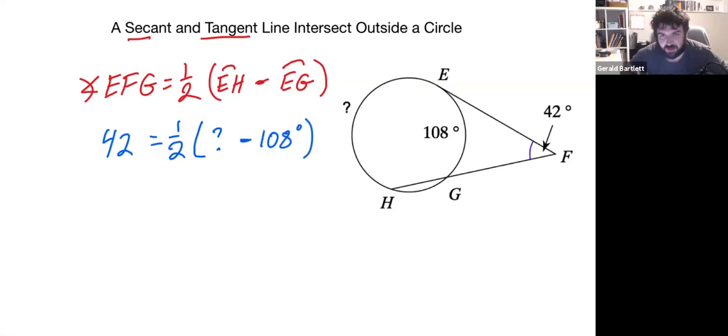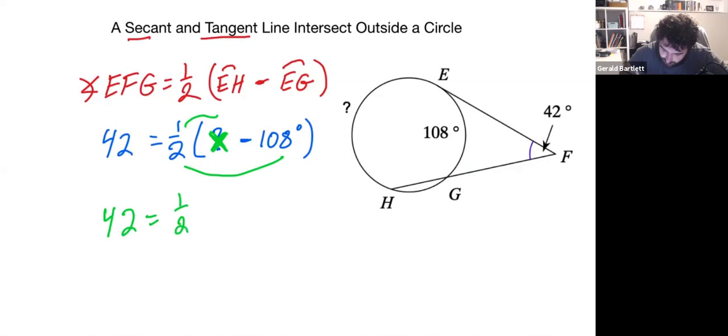To solve this, we can't really distribute. We could turn this into an X, and that would be fine. We'll go ahead and distribute that on in. We'll have 42 equals a half of, I'm going to make that X instead of trying to run anything else through, minus 108 divided by 2, 54 degrees.